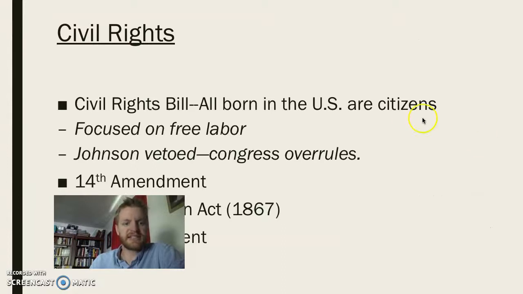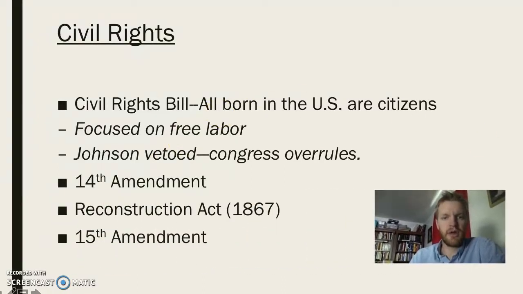So in 1866, Congress passes the Civil Rights Bill, which defined everyone born in the United States as a citizen. It was focused on free labor and eliminated black codes. It didn't really say anything about voting rights. It was mostly focused on labor. But it gave the 13th Amendment more meaning.